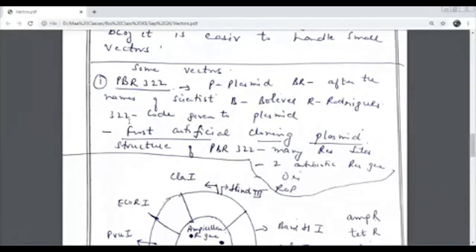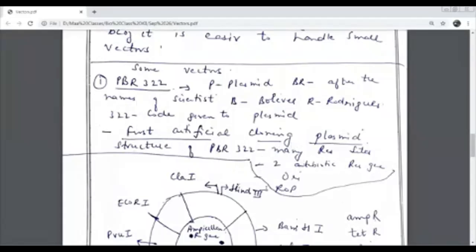There are many plasmids. So here, E. coli's plasmid is being discussed, and the code which is given to E. coli is 322. What is important about this plasmid is that it is the first artificial cloning plasmid. Second thing which is important is, why is this structure so important? There are many restriction sites.